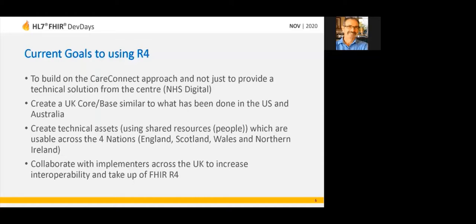The technical resources that we need to create are going to be created using people across the 4 nations, so England, Scotland, Wales and Northern Ireland. We're currently working with Wales to make this a reality. And we're really looking to collaborate with implementers across the UK to increase interoperability and take up of FHIR R4. So we're looking to create a good solution for the whole of the UK.